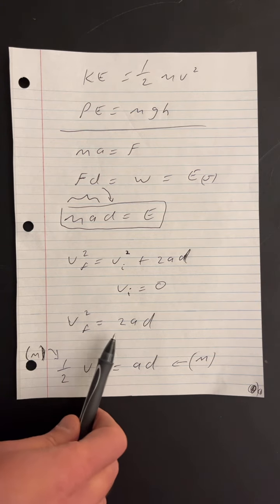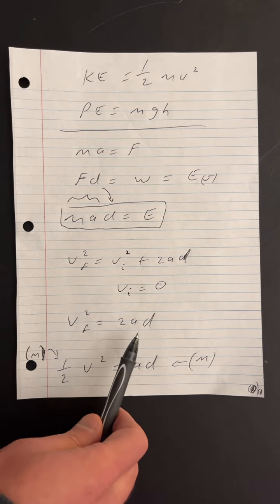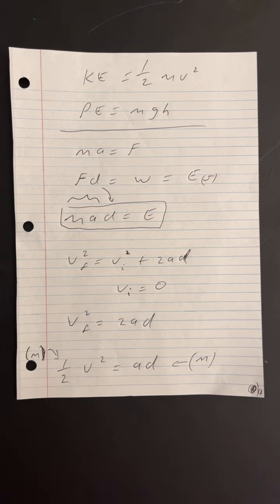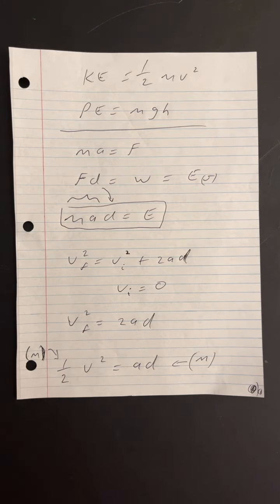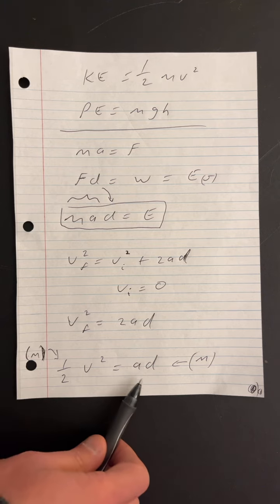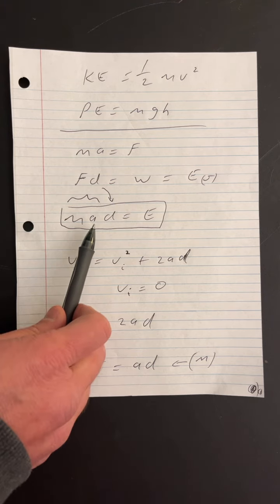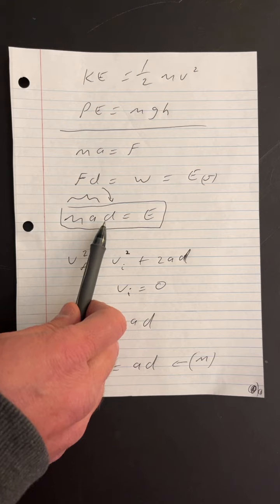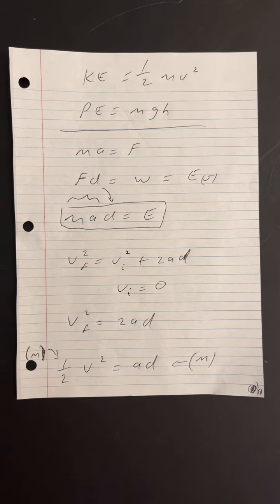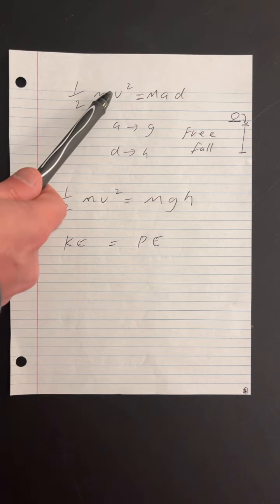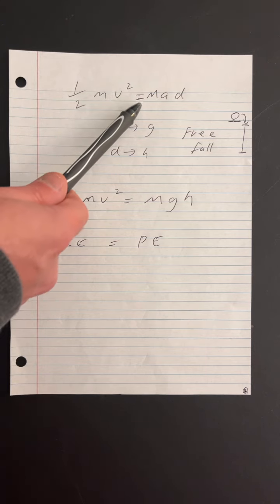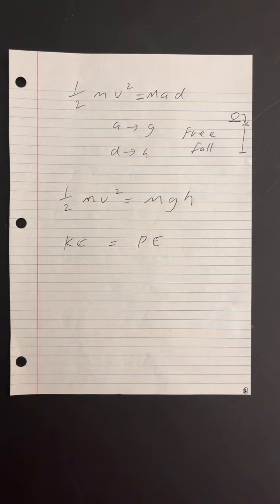Now we can divide both sides by 2 to get acceleration and distance by themselves. We end up with 1/2 v squared equals acceleration times distance. That acceleration times distance is the same as up here, mass times acceleration times distance, so we can multiply both sides by mass. And next page. Now we have 1/2 mv squared, which is the formula for kinetic energy. This will equal mass times acceleration times distance.